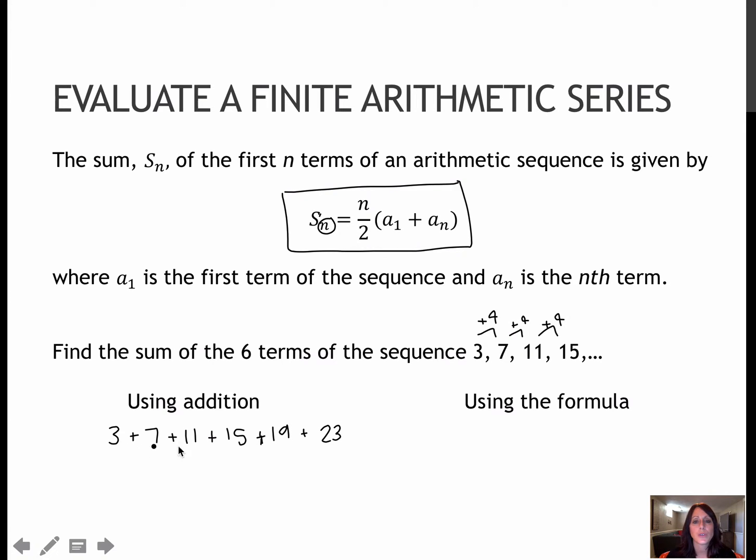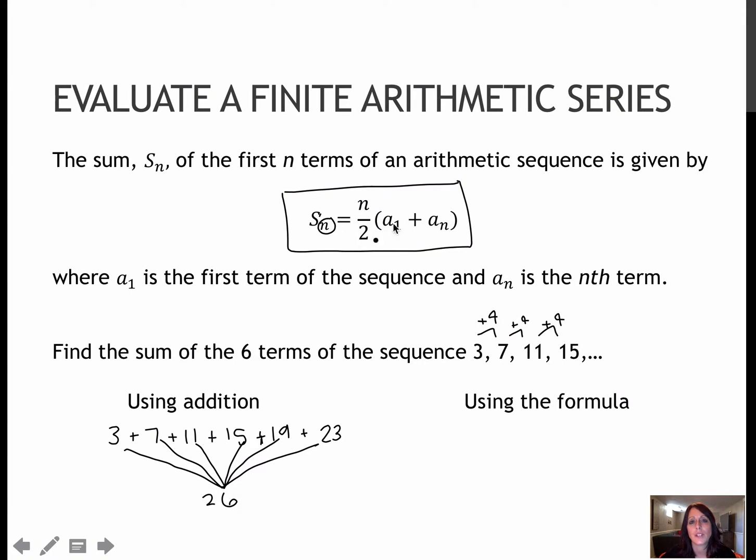Now, I can just use my calculator and add all of those up, but I want to show you something. If I take 3 plus 23, I get 26. And if I take 7 plus 19, I get 26. And if I take 11 plus 15, I get 26. So I get 26 3 times. There were 6 terms, and I got 26 3 times.